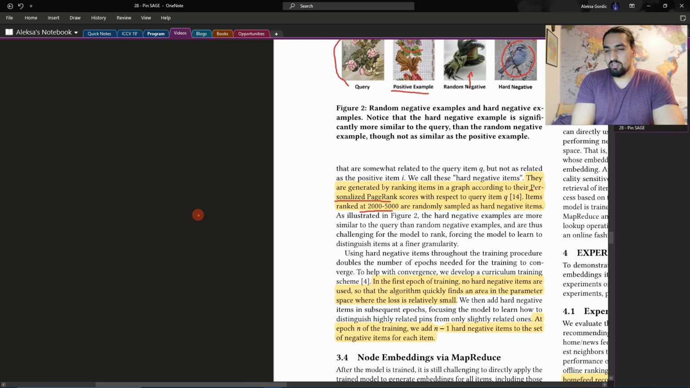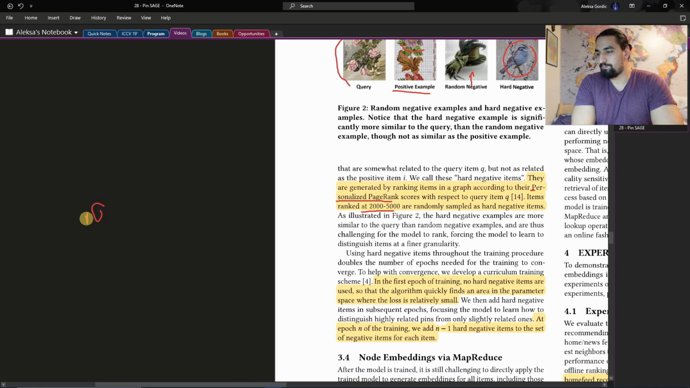So what they do is they take the query pin and they just calculate these personalized page rank scores. They just sort them by the score, and they just take, for example, from 2K to 5K. There's just some heuristic they figured out that makes sense, and they just randomly sample elements from this subset, and those are the hard examples in the training.